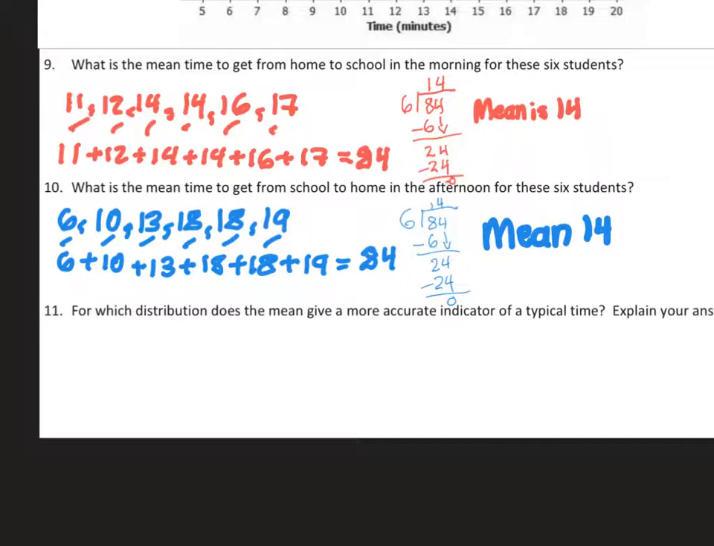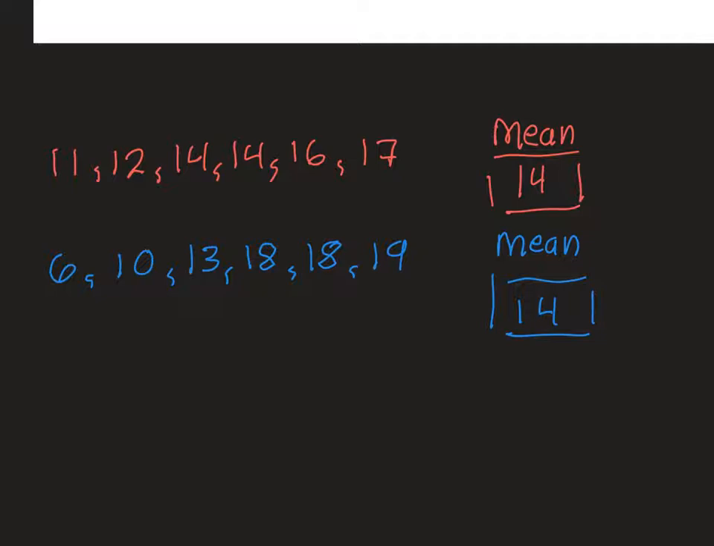But does that mean that the two data sets are exactly the same? No, of course not. They're not the same, and I'll show you why. So in statistics, we have a word, variability. Variability is basically how far a number or numbers are away from the mean.